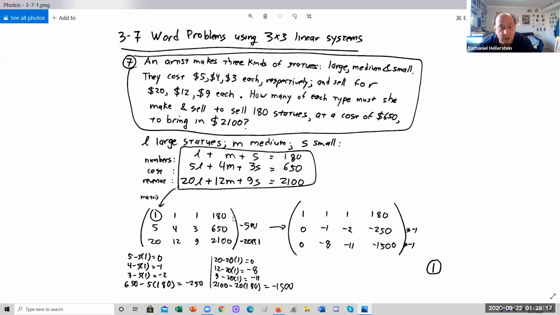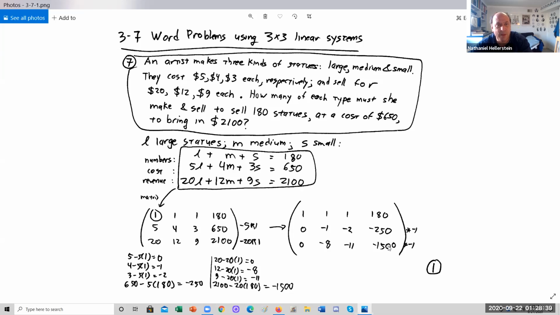Here we'll be doing word problems for 3 by 3 linear systems. And okay, I won't do as many as I did in the 3-6 because these problems basically take twice as long, and they take a while to set up even. So I'll try and make this relatively sooner.